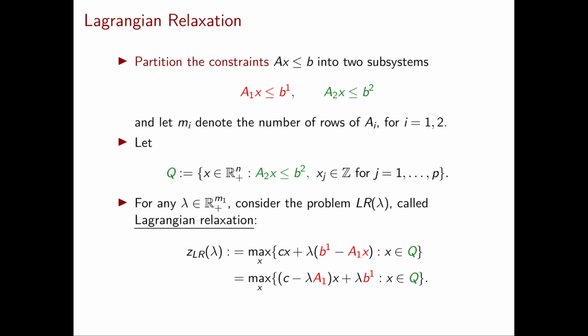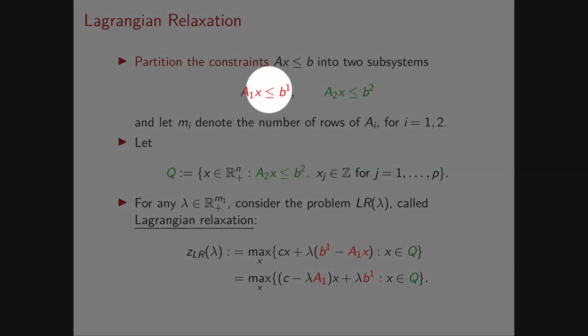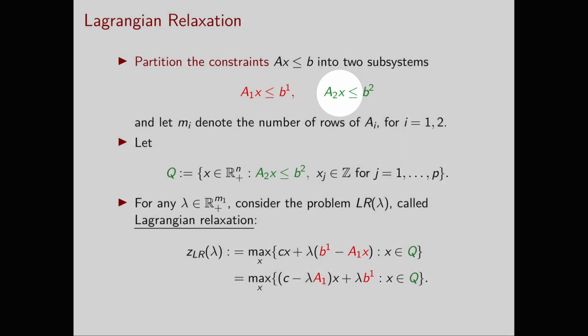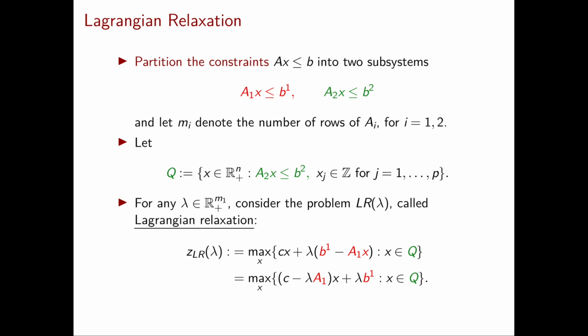So the definition we gave of Lagrangian relaxation applies to any partition of Ax less than or equal to b in red and blue constraints. However, in practice, how should you subdivide your system into these two subsystems?